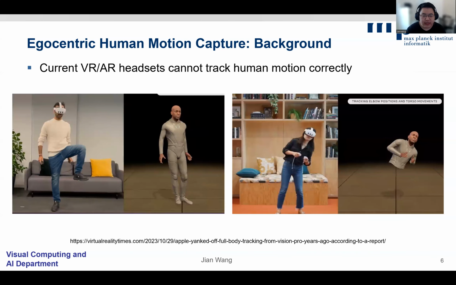There are also some full body motion capture functions in state-of-the-art commercially available AR/VR headsets like the Quest 3. But the Quest 3 estimates the full body motion from the pose of the headset and the controllers in the hands. So it knows nothing about how the elbows move or how the feet are moving, and obviously you can see it cannot get very accurate full body human poses.